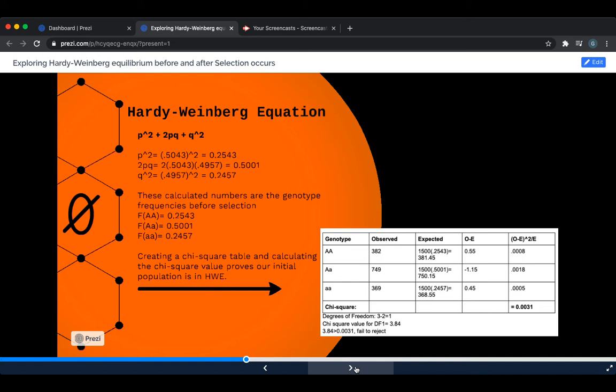After getting these values, we can use them to find the expected genotype numbers and finish our chi-square table. We see that our chi-square value is 0.0031, which is less than the critical value, indicating our population is indeed in Hardy-Weinberg equilibrium.